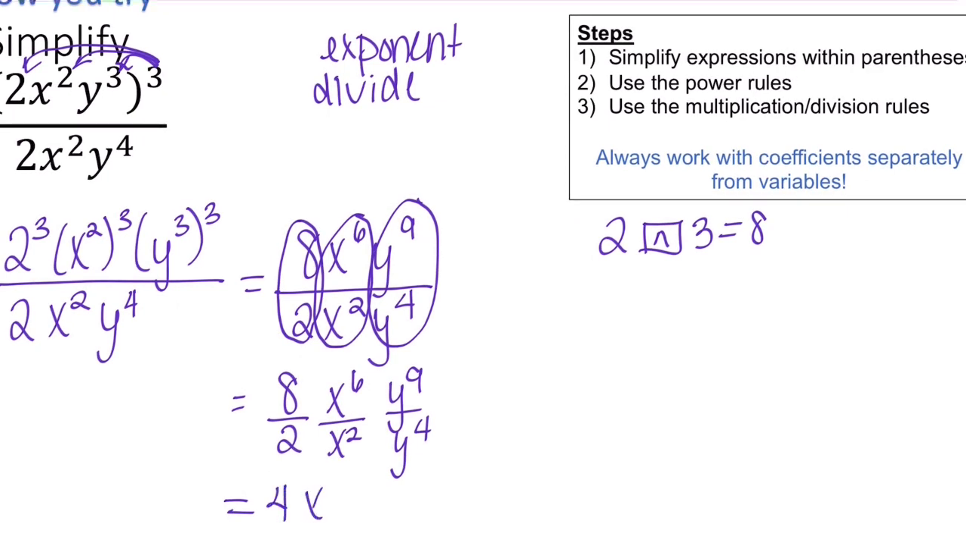And then I have x to the 6th over x squared. So I'm going to subtract those exponents, giving me x to the 4th. Y to the 9th over y to the 4th. Once again, I subtract those exponents, giving me y to the 5th. So that is now our final answer.